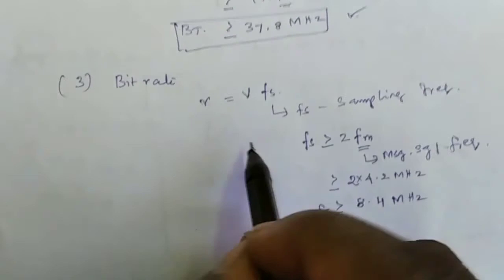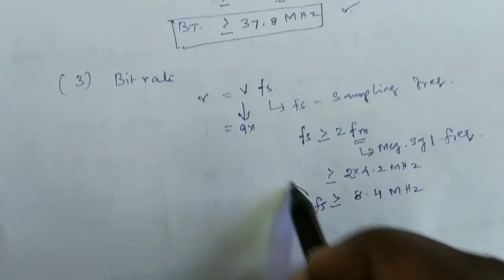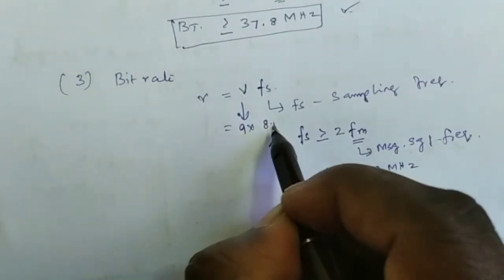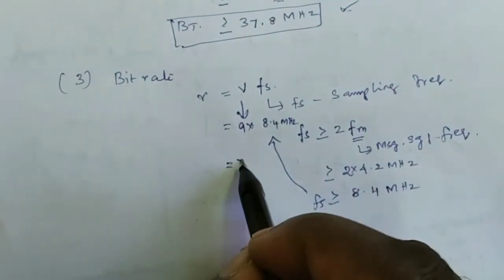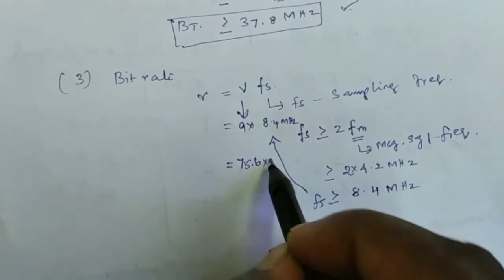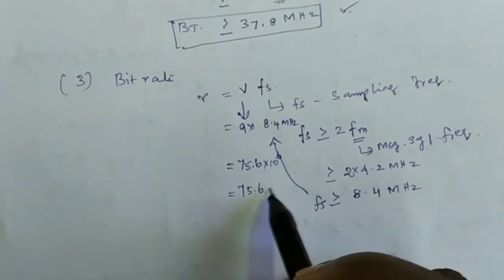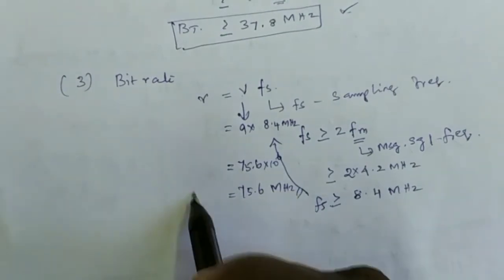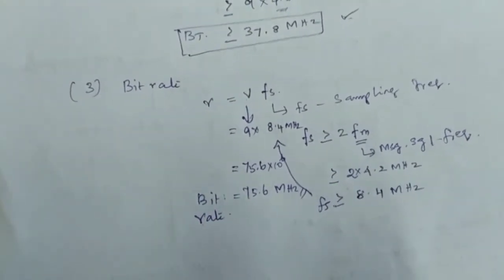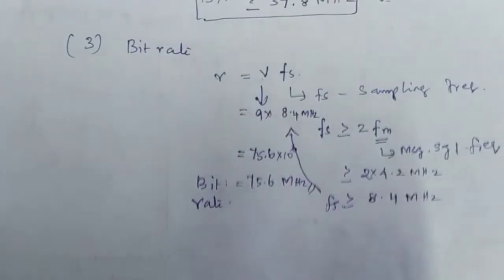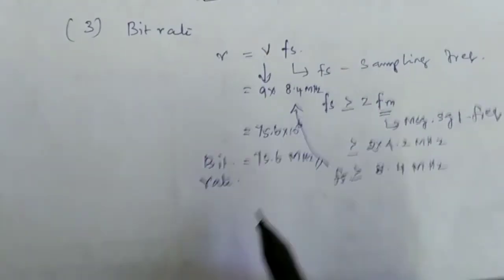Substitute this Fs value here. The V value is equal to 9 and the Fs value is equal to 8.4 MHz. So R is equal to 75.6 into 10 power 6, or 75.6 megahertz. This is the bit rate. Now we check the results to see whether we have the right answer or not.